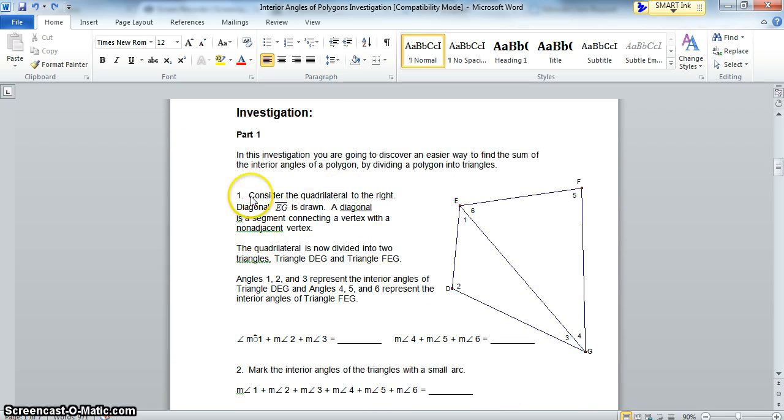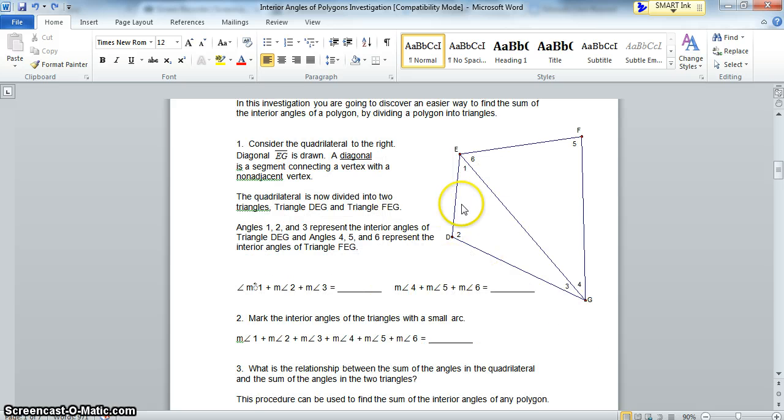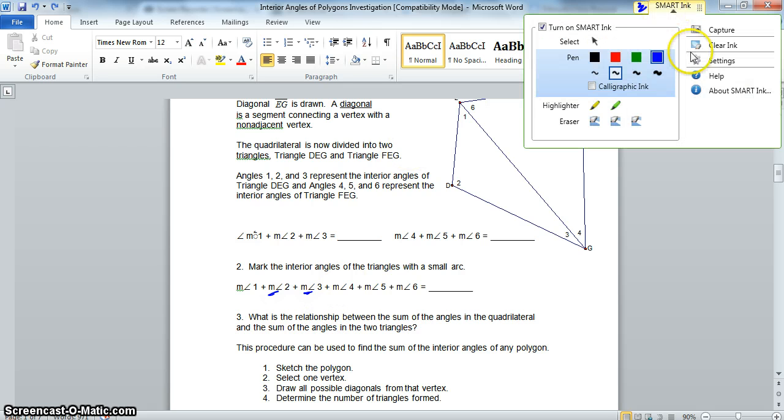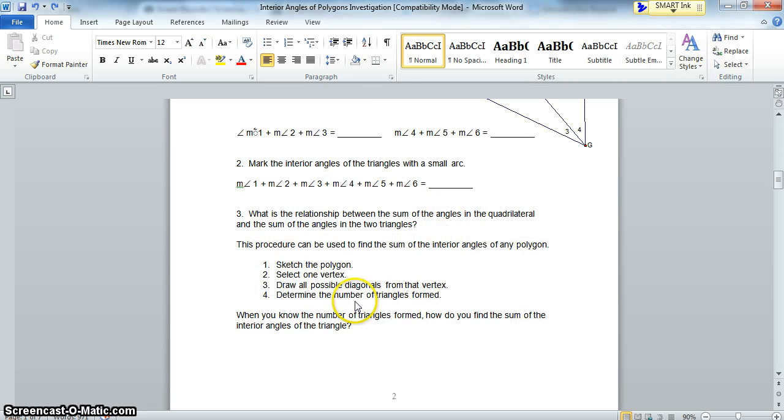So for part 1, please read these questions carefully. Look at the segments that they talk about, like segment EG. All right, and it's going to talk about what we just did. I want you to go through this. So whenever you see M like this, it means the measure of the angle, meaning we want the value of it, like 30 degrees or whatever it happens to be. Okay? So work through this assignment here.